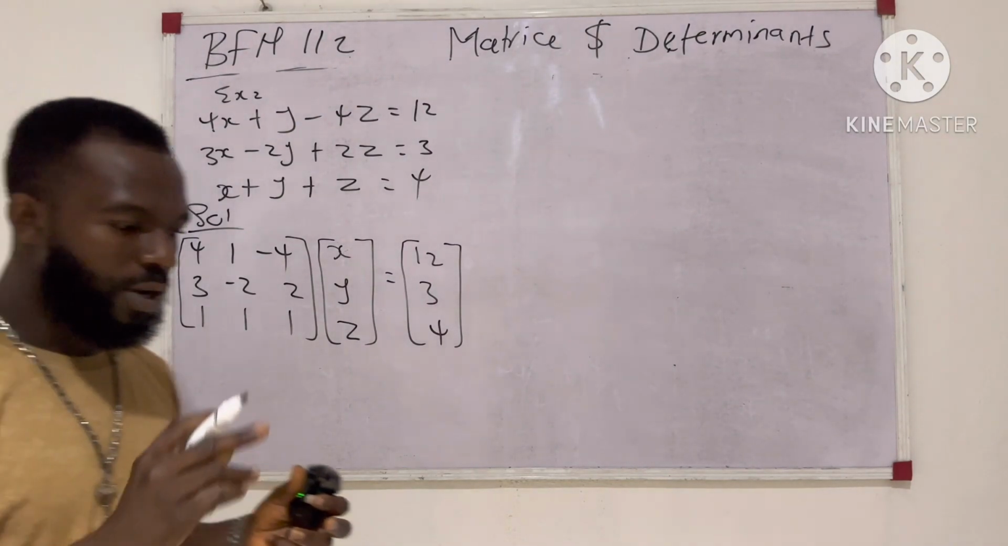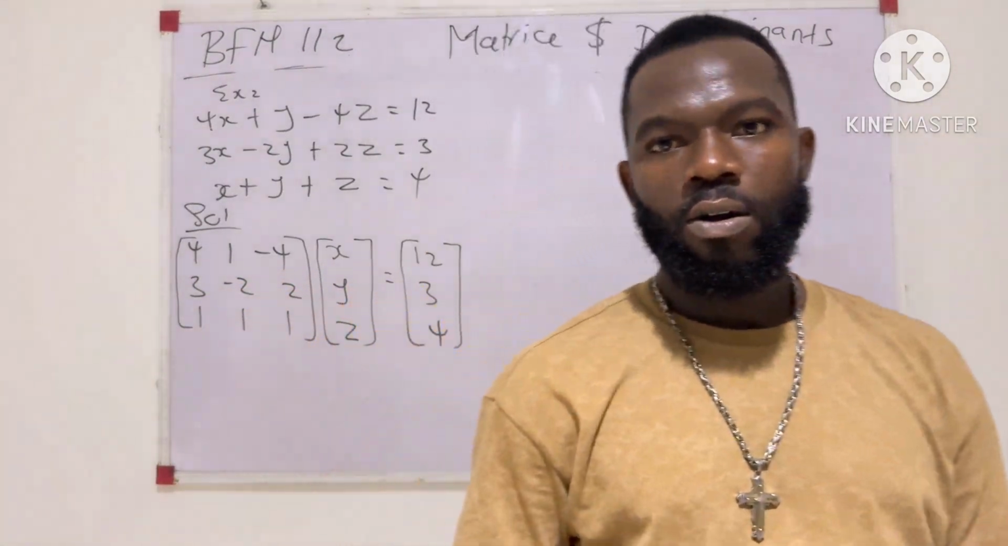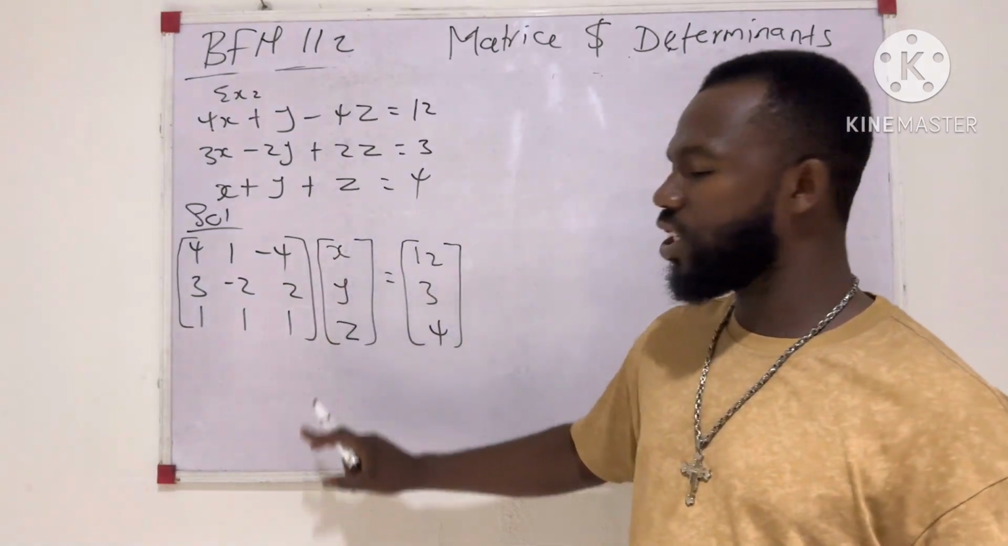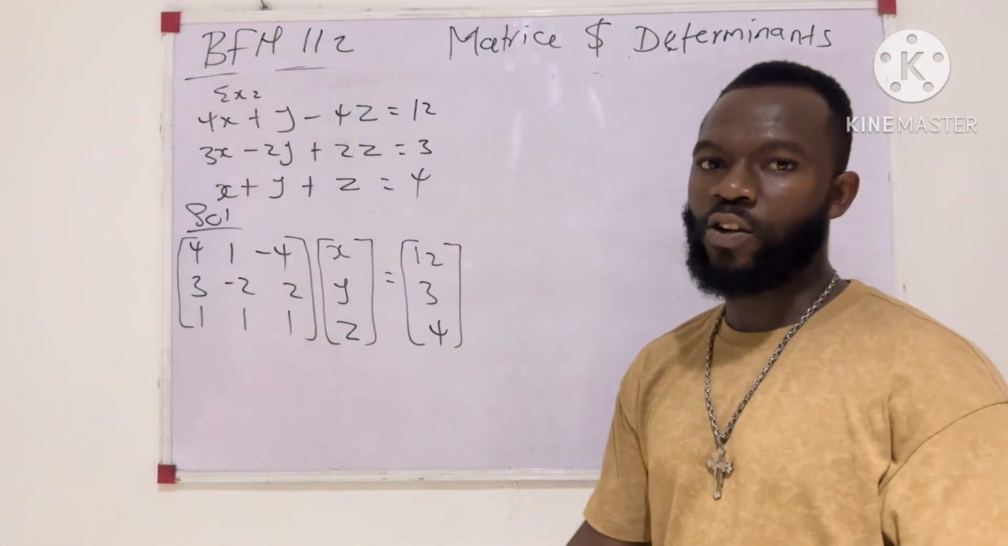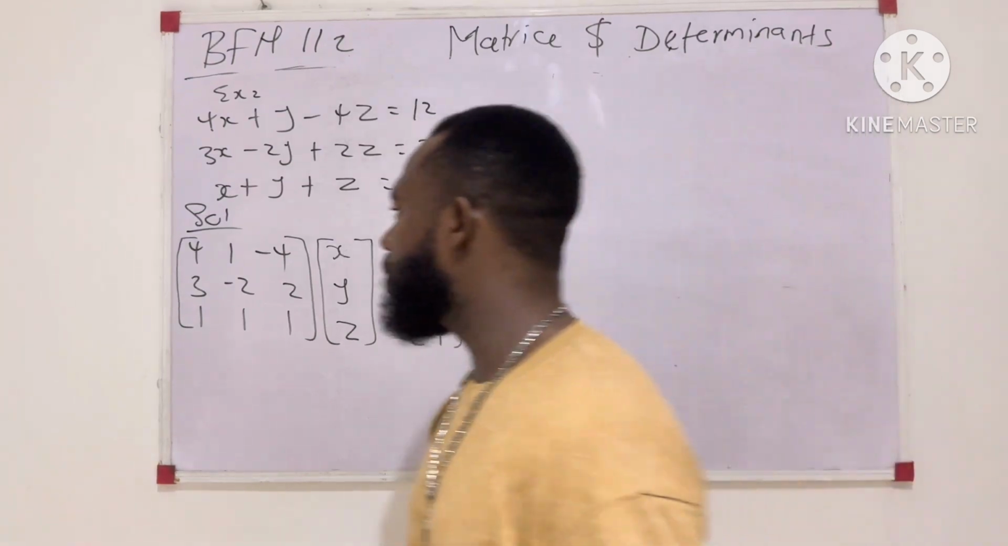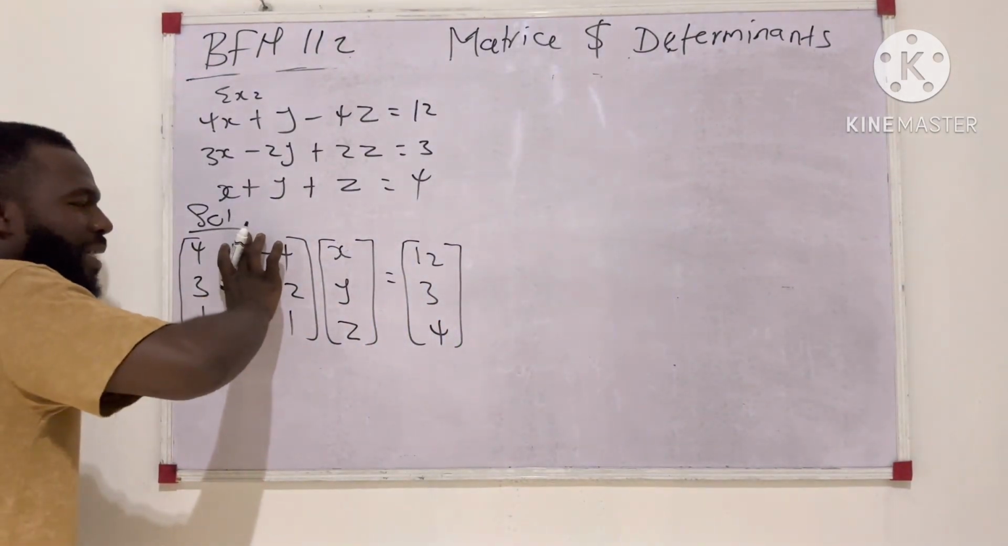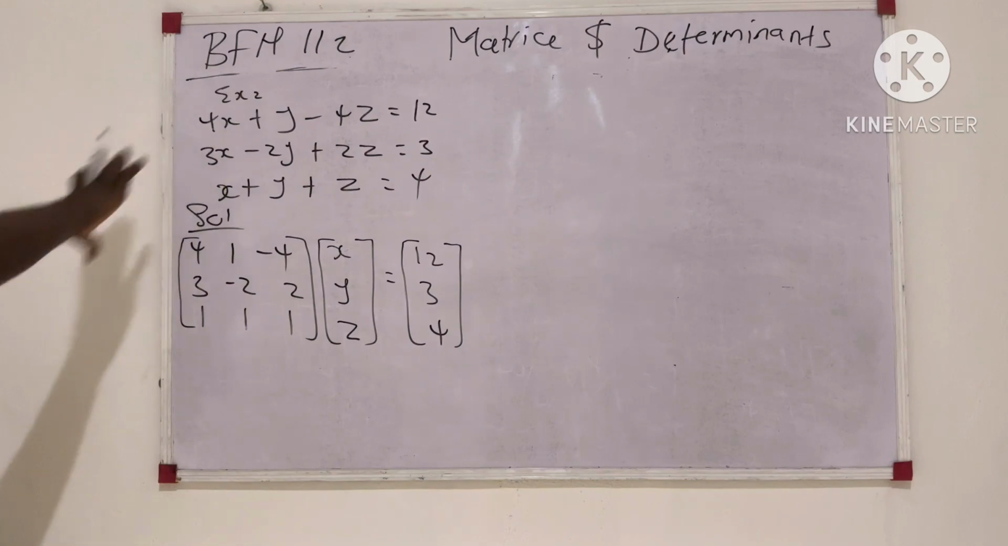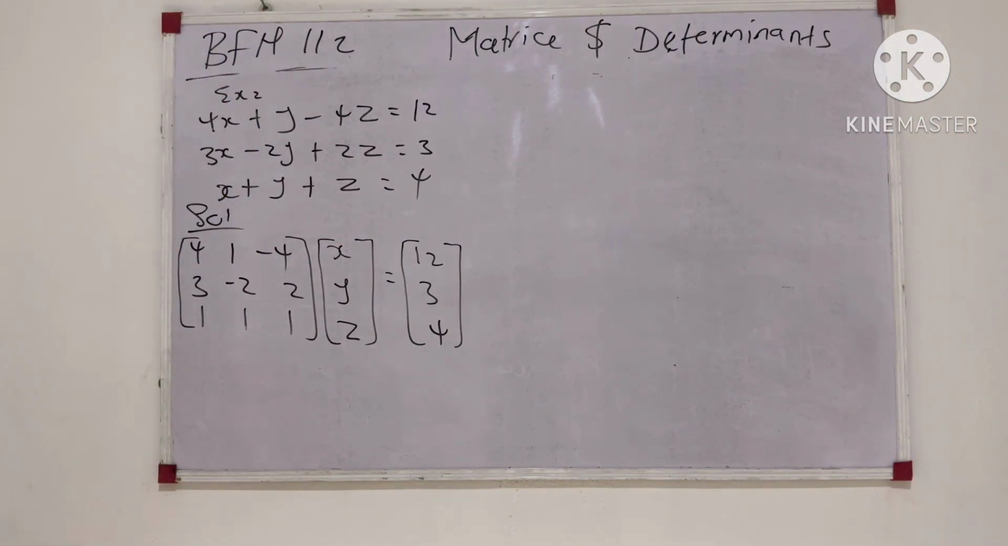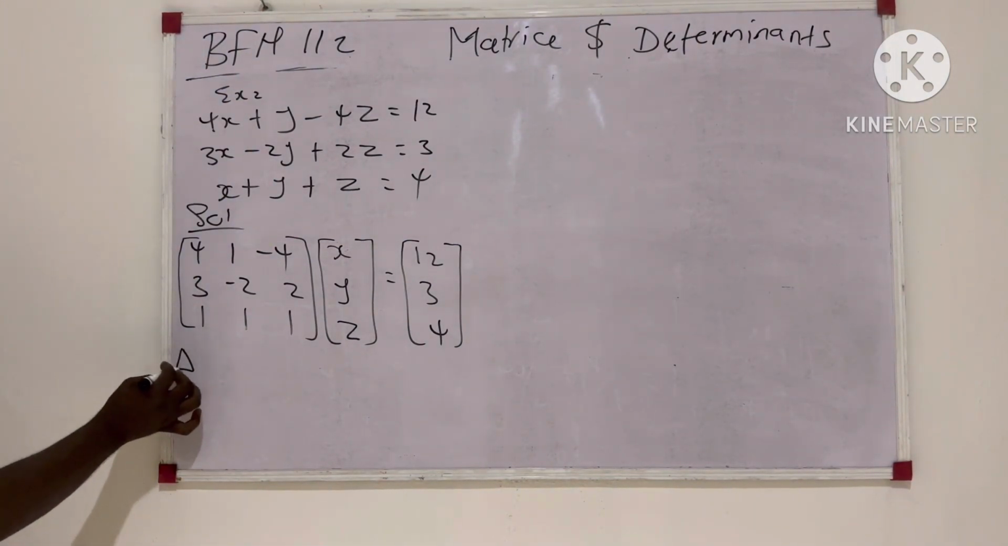So what did I say we do? First of all, we're going to look for change. Then we look for change in x, change in y, and change in z. Then we can get the values of x, y, and z. How did I say you solve for change? Finding the determinant of this one without substituting anything. So let's look for change.